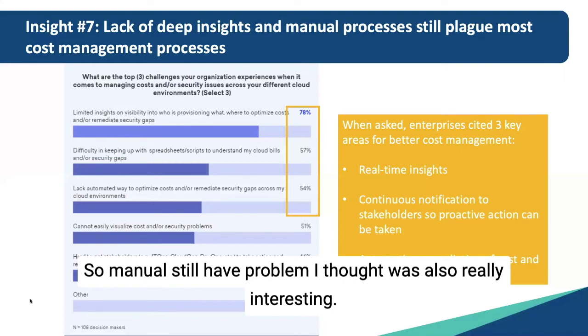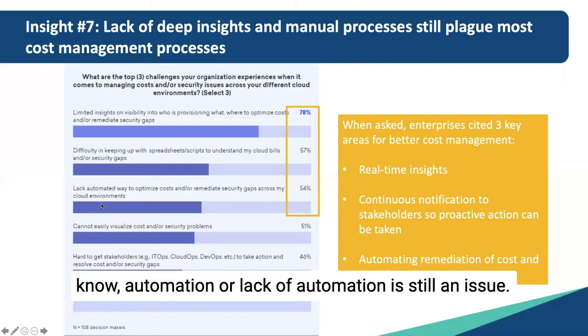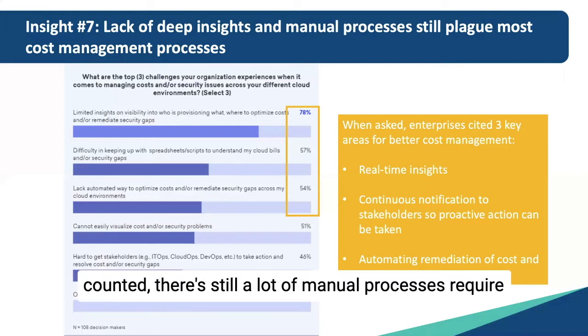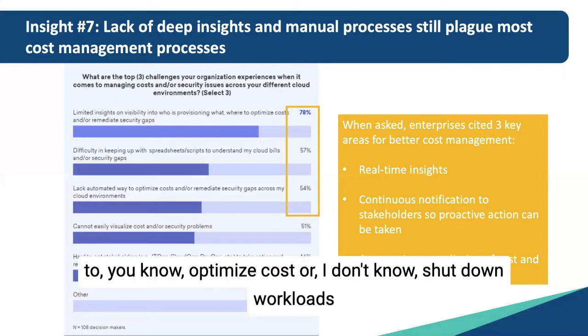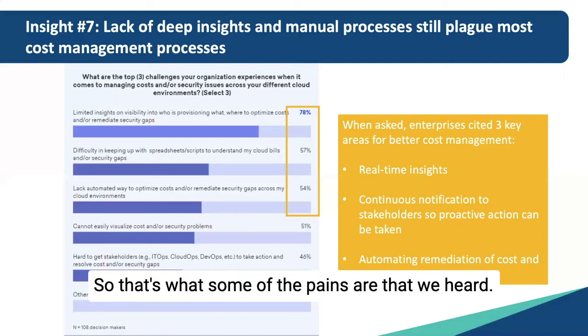What I thought was also really interesting was this third one right here, 54% saying that automation, or lack of automation, is still an issue. So despite having a lot of different third-party tools or cloud native, there's still a lot of manual processes required to optimize cost or shut down workloads or what have you. So it's not as automated as they would like. So that's what some of the pains are that we heard.